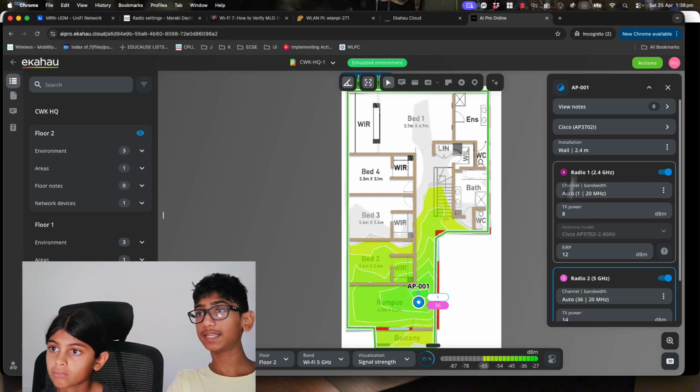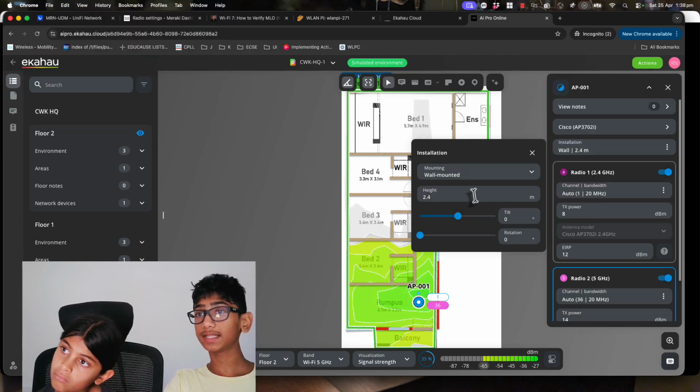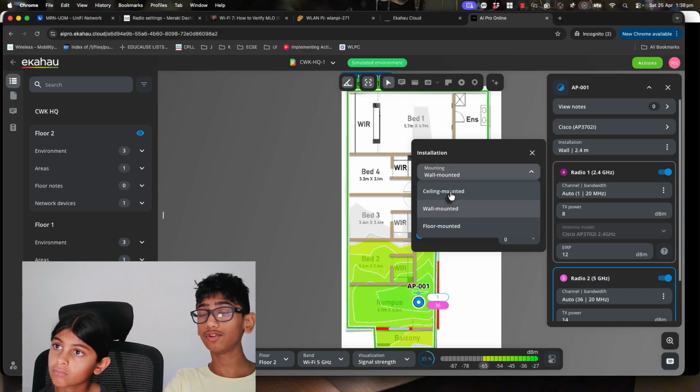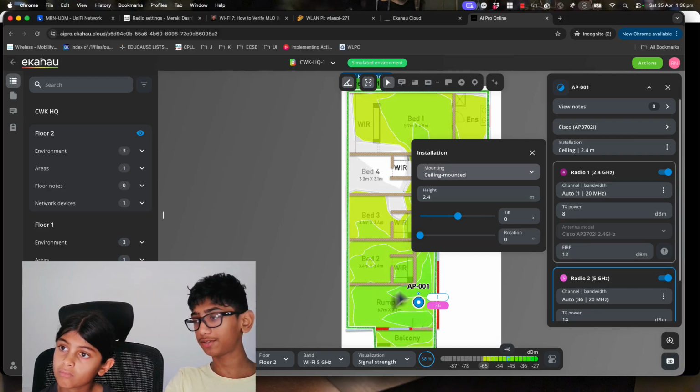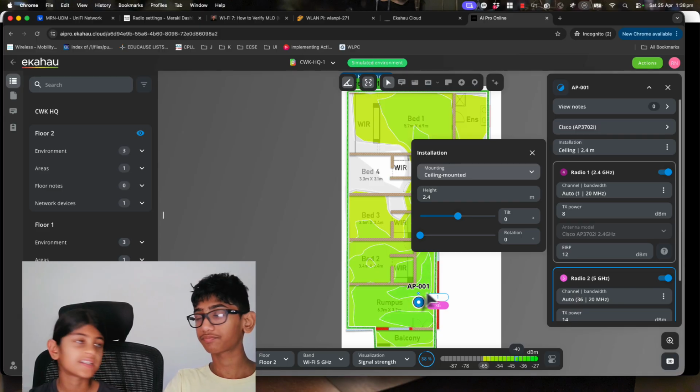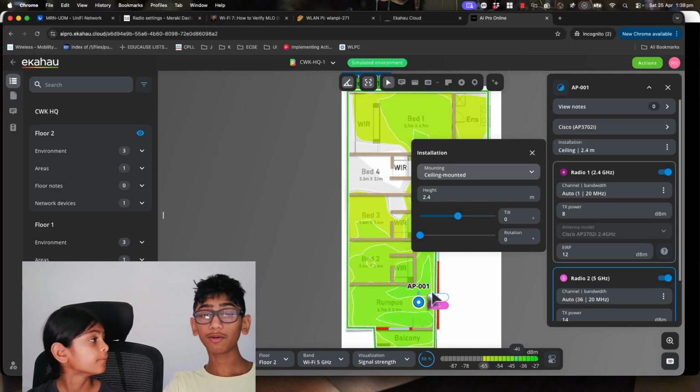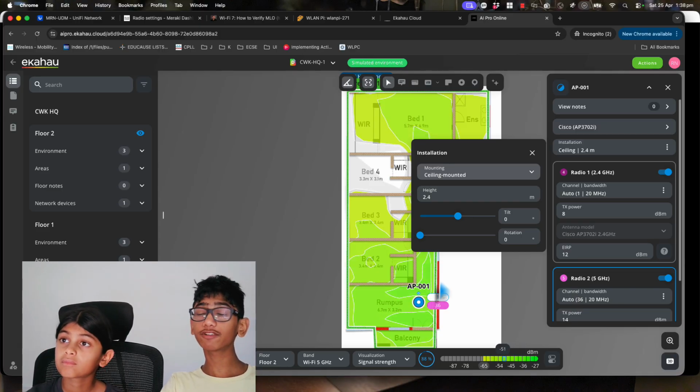So as you can see, the height is 2.4 when it's mounted onto a ceiling. But why is that 2.4? Well, because the average height of a ceiling is 2.4 meters.